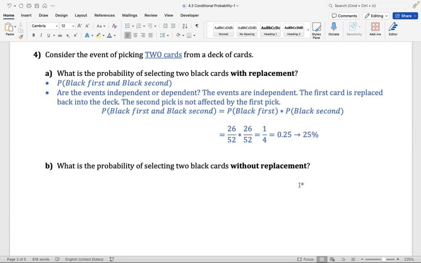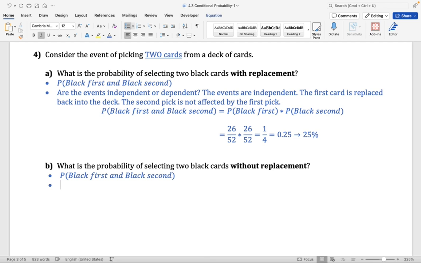Here you have another problem where we find the probability of A and B using the probability of A times the probability of B. Now let's look at the same problem, but now we're not going to be replacing the first card. Here we're still trying to find the probability of black first and black second.